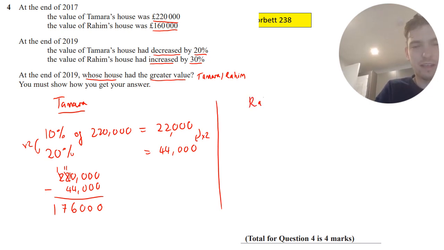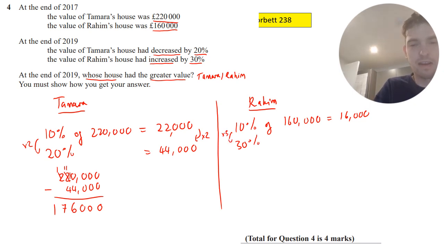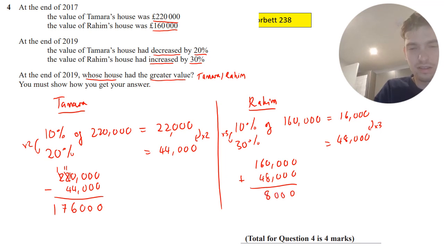Okay, now let's do Raheem on the other side of the page. This time it's increasing by 30%. So I'm going to do it in the same way. 10% of 160,000, 16,000. To get 30%, times that by 3. So 48,000, and this is an increase. So I'm going to add that to the original amount. And I get 208,000.